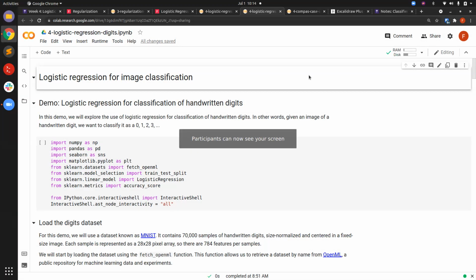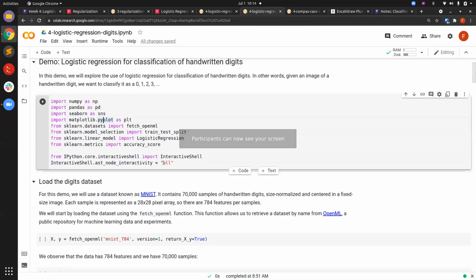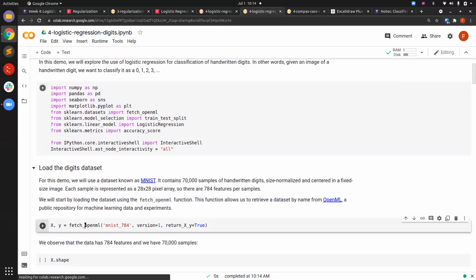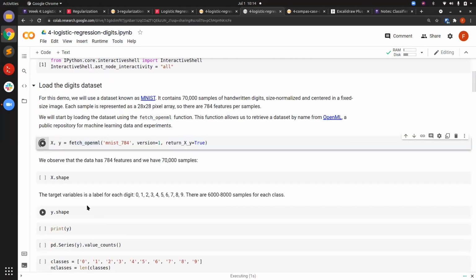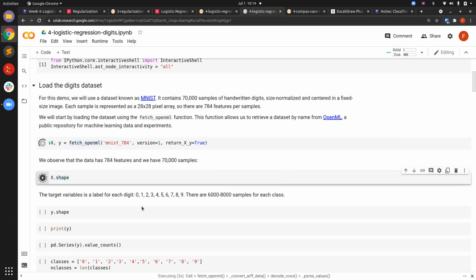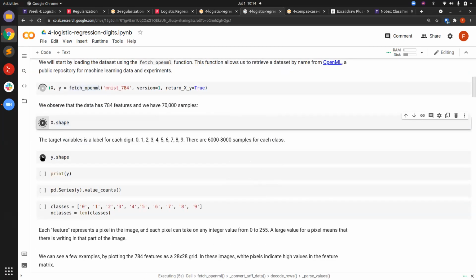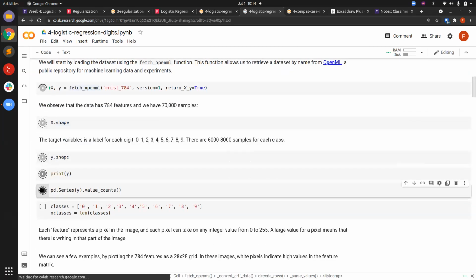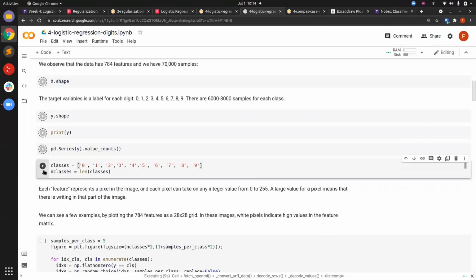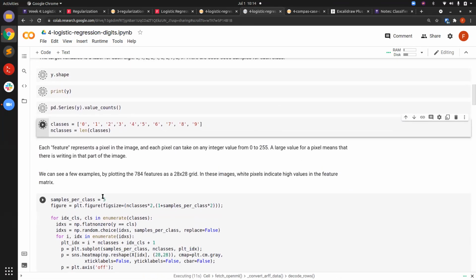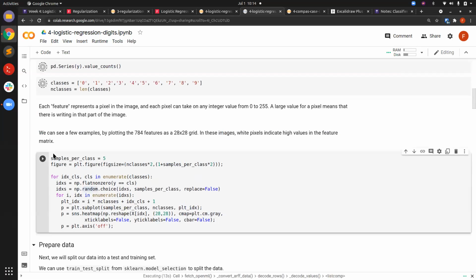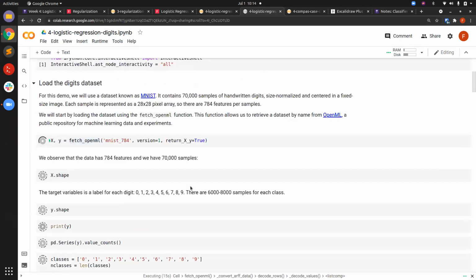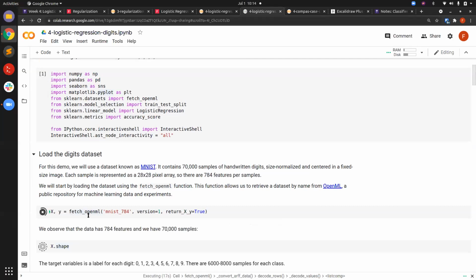So the demo we just did was for binary classification. I want to quickly show you how this works for multi-class classification. And here we're going to revisit the example that we looked at in week 1, the problem of handwritten digit classification. So we're going to read in a data set of handwritten digits. This is a data set known as MNIST. Okay, so I'm downloading this data set here. It's going to take a moment.